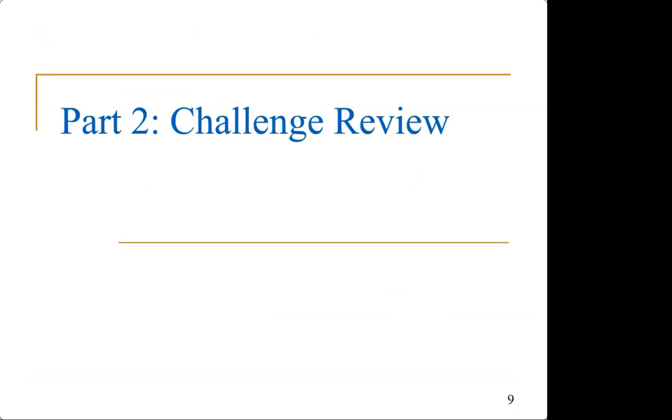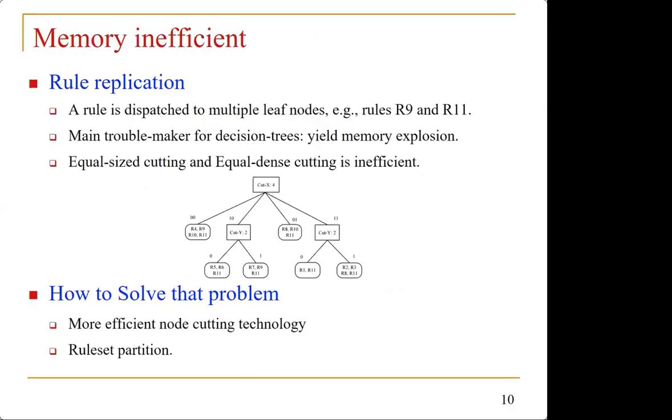Now we come to the second part, the challenge review. In decision tree algorithms, rule replication is the main troublemaker. Rule replication means that a rule is dispatched to multiple leaf nodes, such as rules R9 and R11 in the figure. When there are many rule replications in the decision tree, it would yield memory explosion. Equal size cutting and equal dense cutting are inefficient because there is serious rule replication in these algorithms.